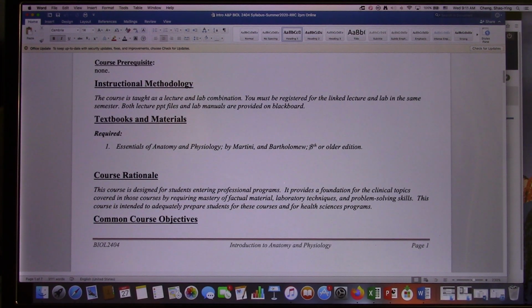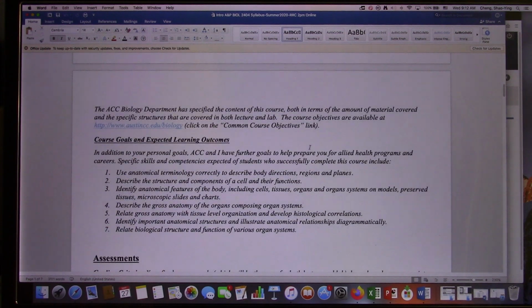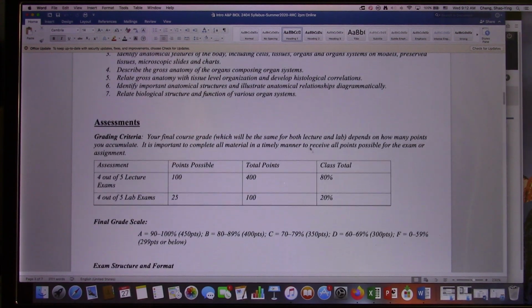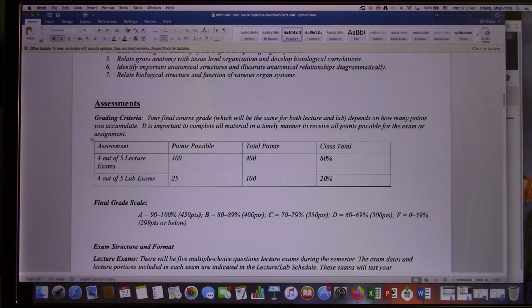We have the reading materials for every lecture. You need to finish the reading material, and also the PowerPoint and the lab material. I will leave most of them to you, and I will look at the assessment.